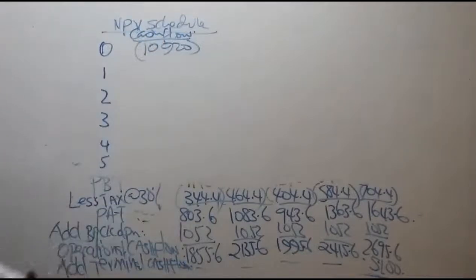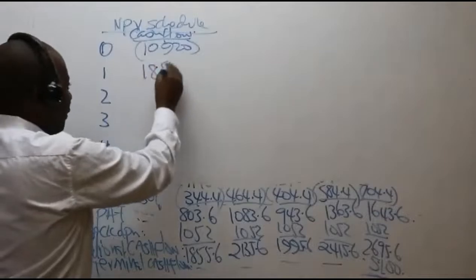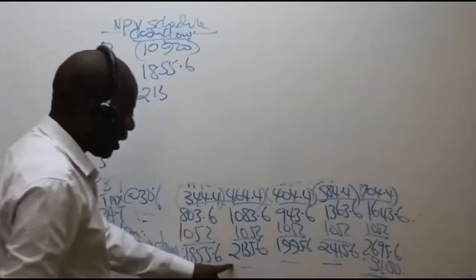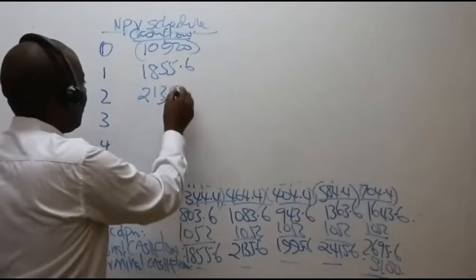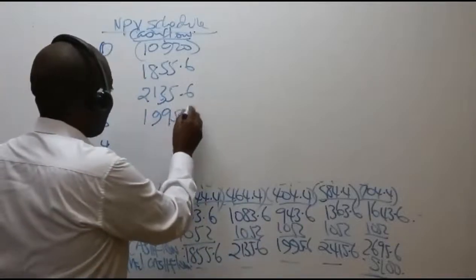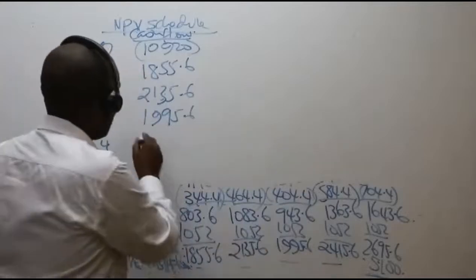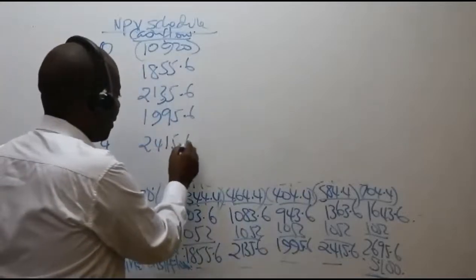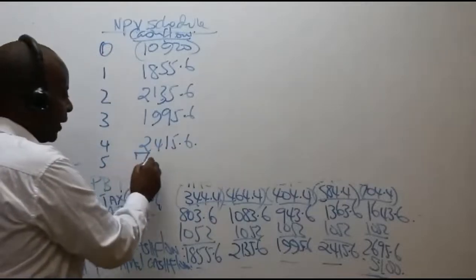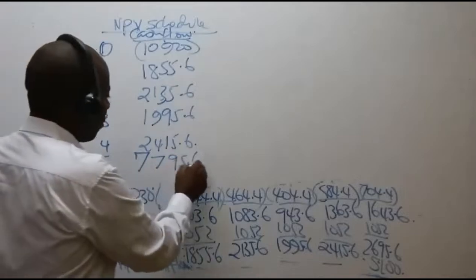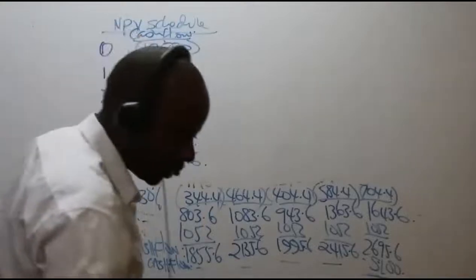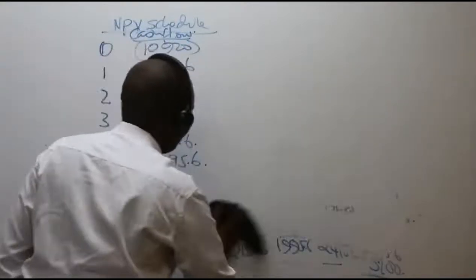Year number 1, I know I will achieve this 18,55.6. Year number 2, I will get 21,35.6. This one here, we have 19,95.6. This one here, we have 24,115.6. And then year number 5, lastly, you gave me 77,95.6.